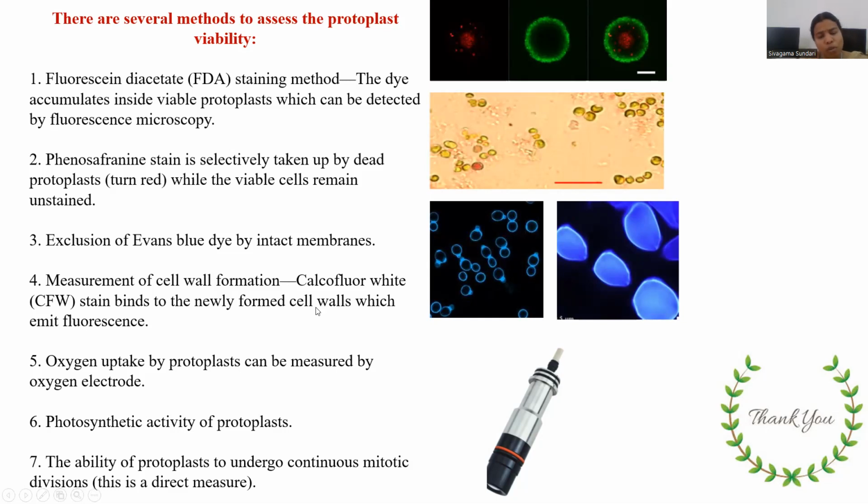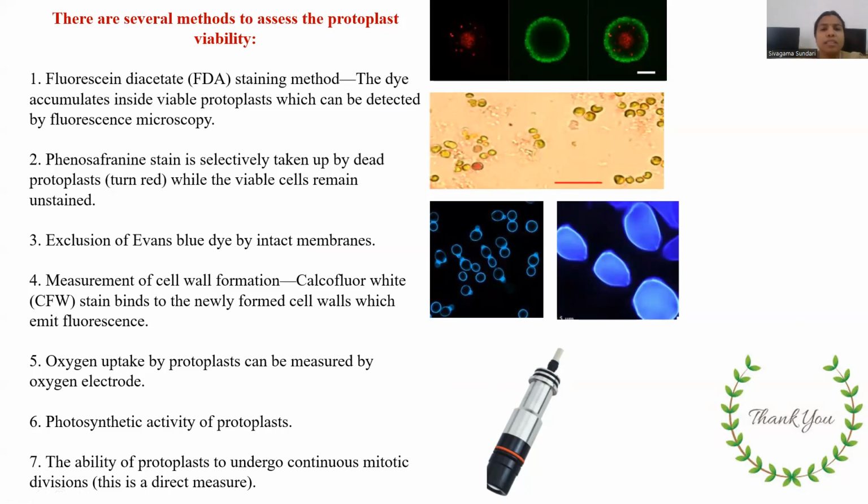And the measurement of cell wall formation. Protoplast is devoid of cell wall. Immediately when you are inoculating, the first work of the protoplast will be regenerating its boundary wall, the cell wall. That also you can calculate by calcofluor white. Then oxygen uptake of the protoplast. The cell is alive. It is going for metabolic activity, which means it needs oxygen. So oxygen uptake by an oxygen electrode also you can check. Then photosynthetic activity you can check. After this, the ability of the protoplast to undergo continuous mitotic division, that also you can observe under the microscope.